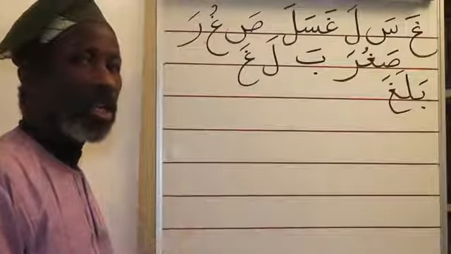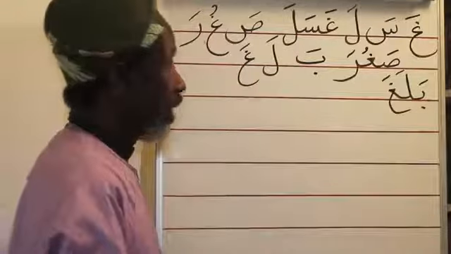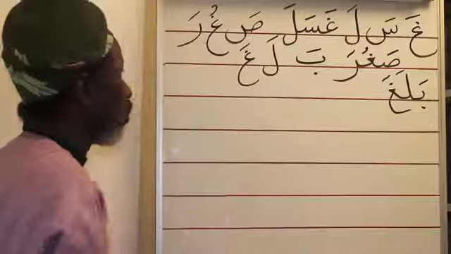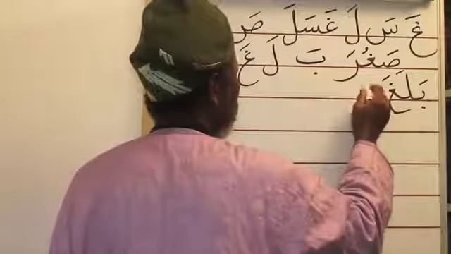Ain, ghain. Next letter is fa. Fa, the beginning. We're still on page 37. So we have falata.